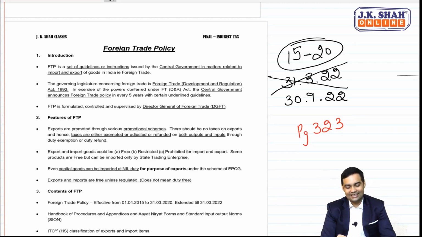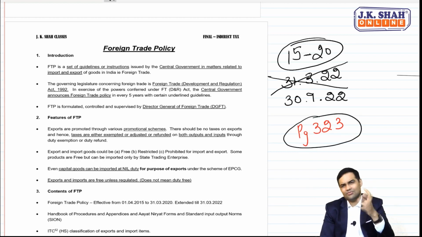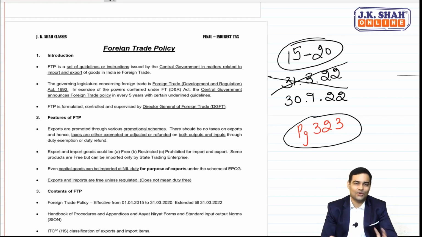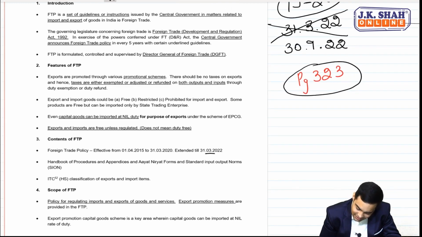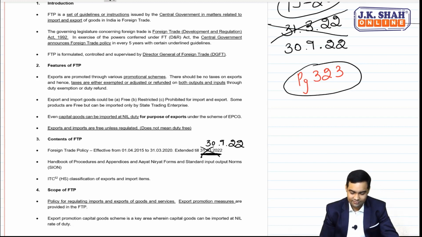So we were expecting that a new FTP will be released. But government has extended the old FTP till 30th September 22, which means same FTP will be applicable even for November 22 exams. So I'll just make you make some date changes here. Balance, you can continue reading the foreign trade policy. Page 323, it was earlier 31st March 22. You can now write 30th September 22. Same FTP, sir? Yes.